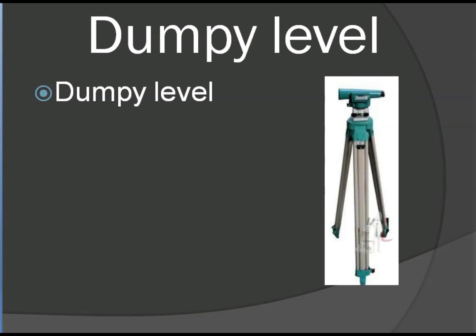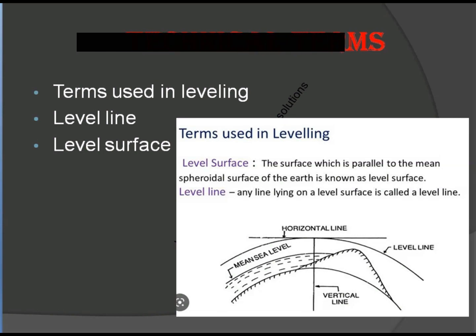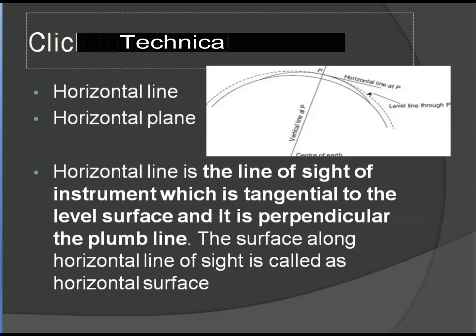It's a recap of some of the technical terms used in leveling. Here you can see the dumpy level. Then we have the technical terms, that is the level line, the level surface, and here you can see the mean sea level, the vertical line and the horizontal line. There's already been a video that has been put up, so you can go and check it out. Then here we have the horizontal line and the horizontal plane. The horizontal line is tangential to the surface of the earth.